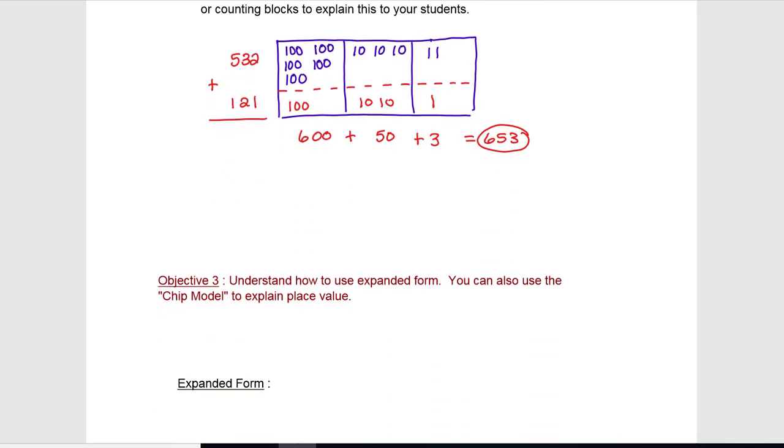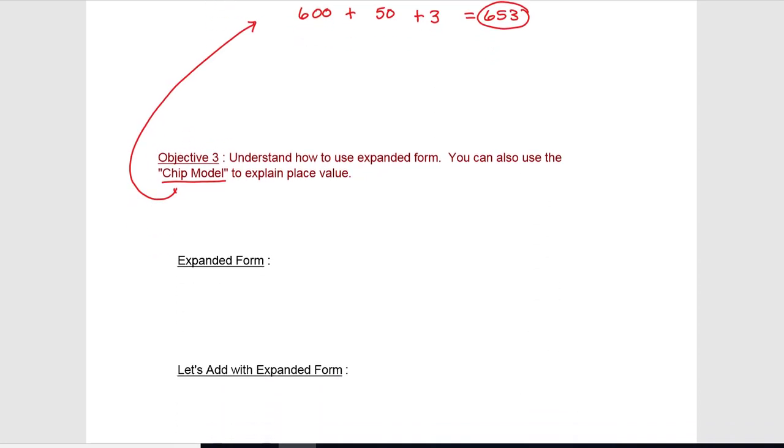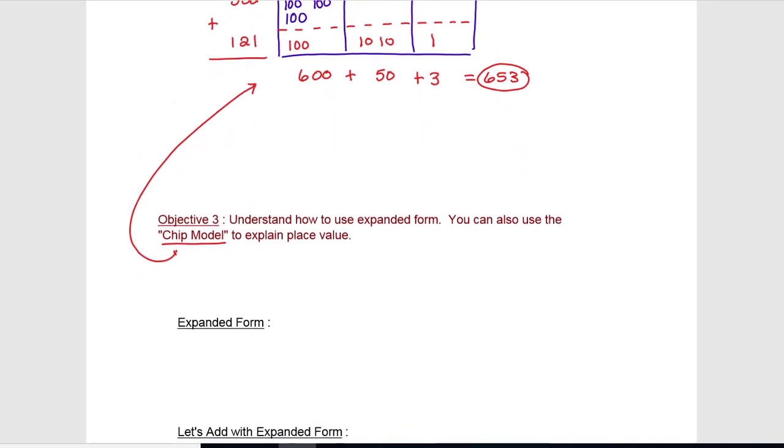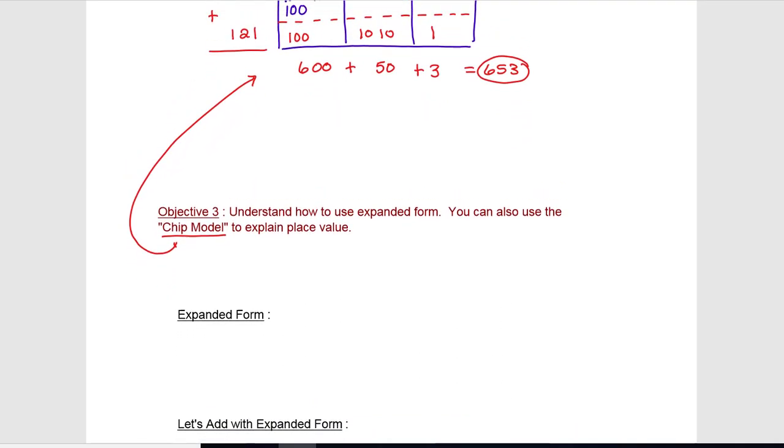So objective 3, it says, understand how to use expanded form. You can also use the chip model to explain place value. So we just got done doing the chip model. Now let's do the same thing, but we're going to do expanded form. So let's do 532 plus 121.